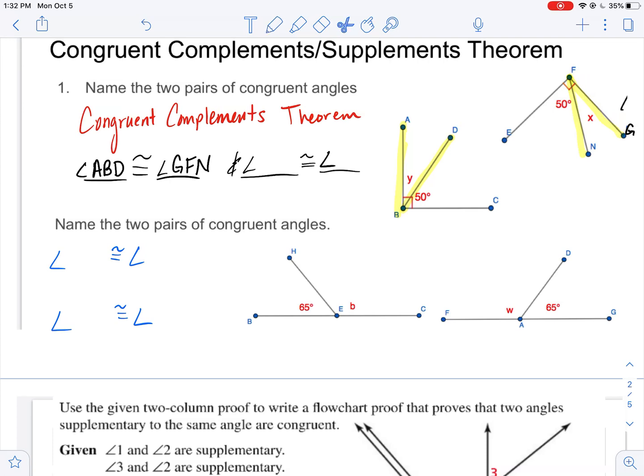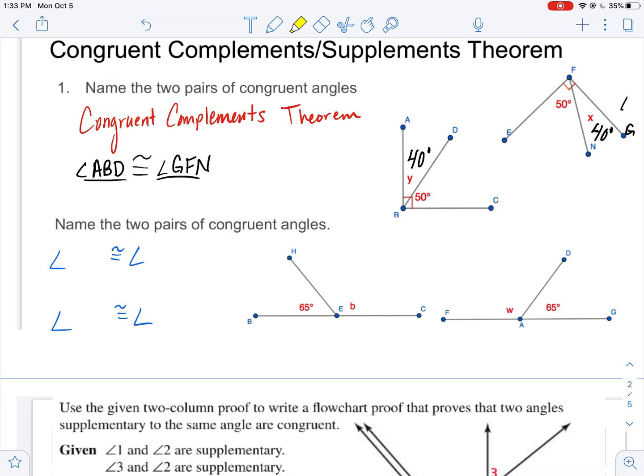And then, of course, I could say that angles DBC and EFN are not complementary, they are congruent as well by the definition of congruence. They have equal measures. And if I found these angles, these would both be 40. So that's a nice way to check. Just do some algebra, and you'll see that these are both 40.